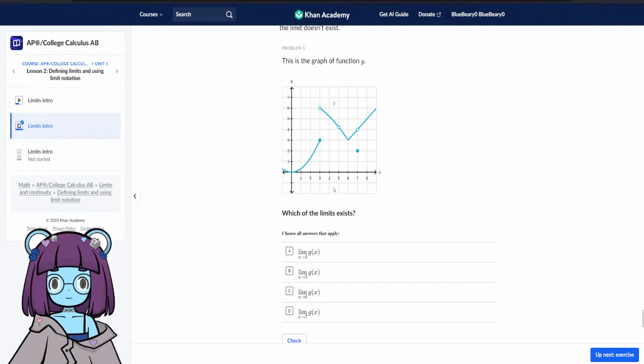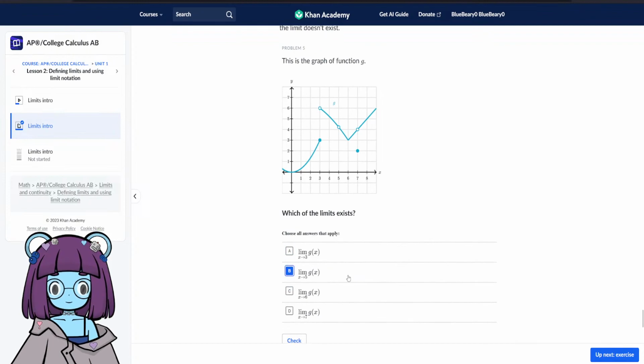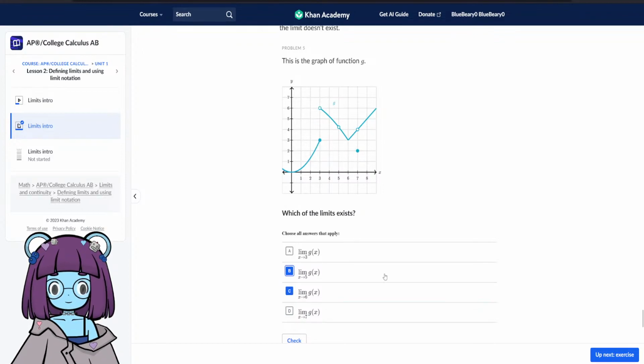So x is equal to 5. They approach the same point, which is roughly above 4, slightly above 4. So I would say that this exists. 6 approaches from both sides to, I think, 3. So I would say that does exist.